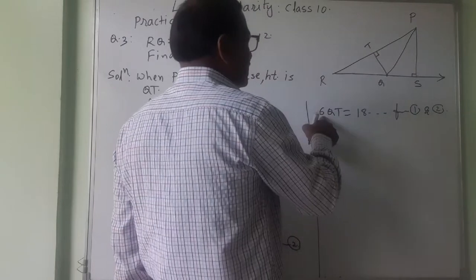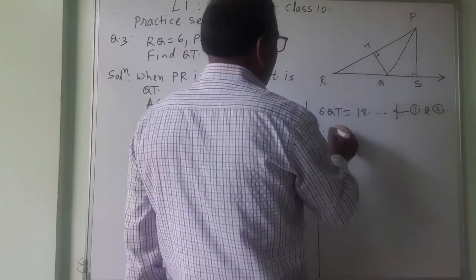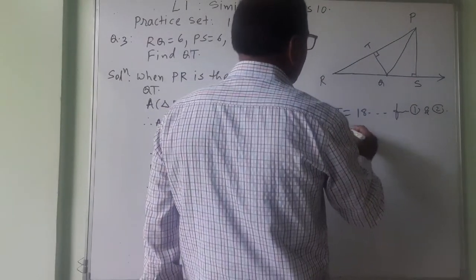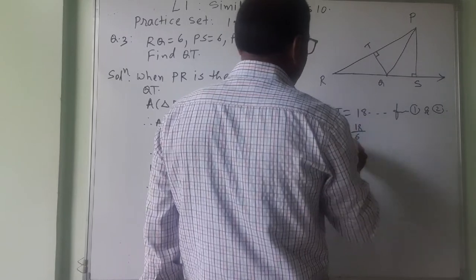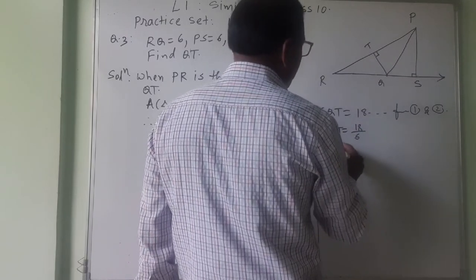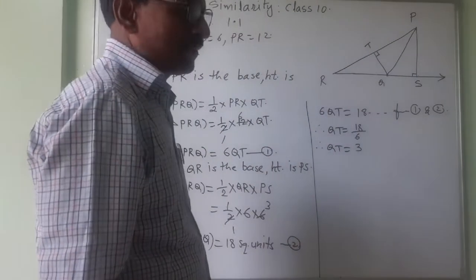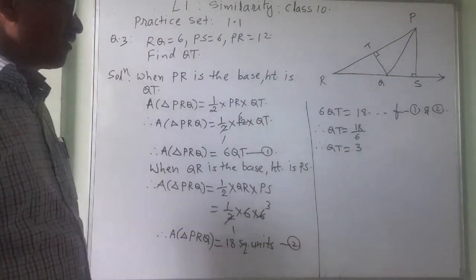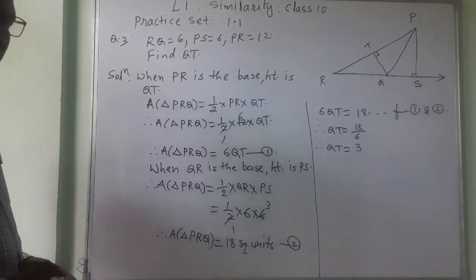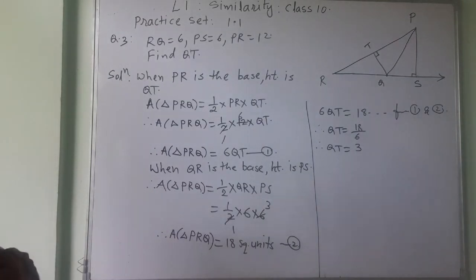Therefore, now this 6 will go to the other side. QT is equal to 18 upon 6. Therefore, QT is equal to 3, since 6 threes are 18. This way, the answer should be 3. I hope this is very clear to you and you can see it.